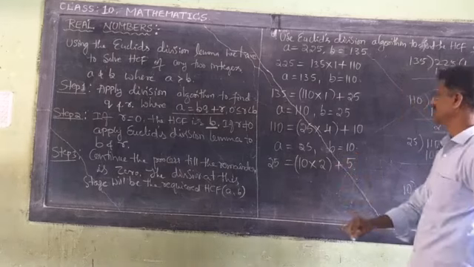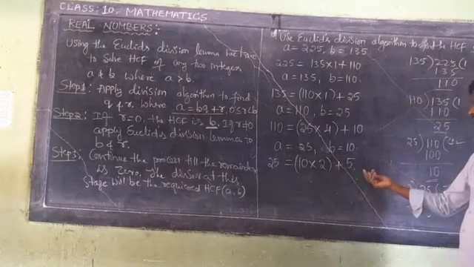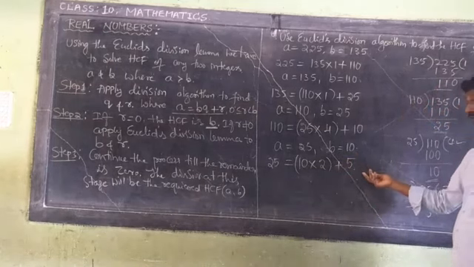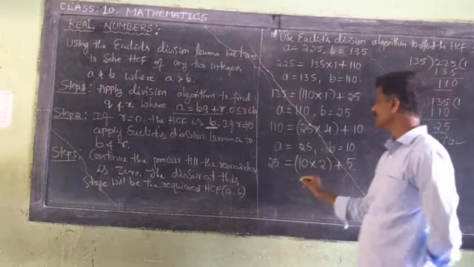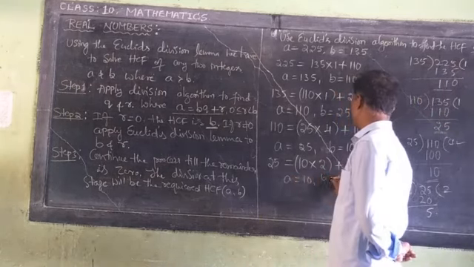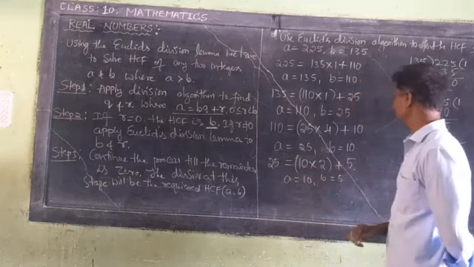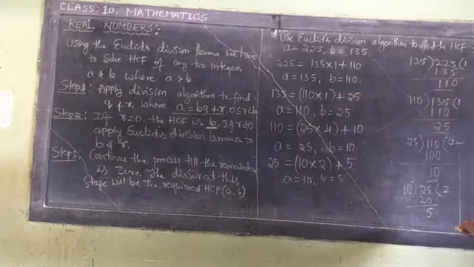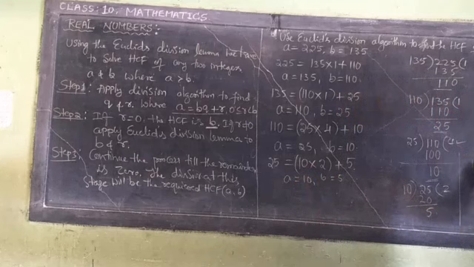Remainder is 5. Again, the remainder has not become 0. Therefore, you can continue the division process here. A is 10, B is 5. So again, you can do the division process here. You can divide 10 by 5. 5 into 10, the remainder becomes 0 here.